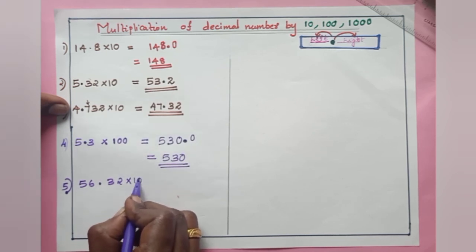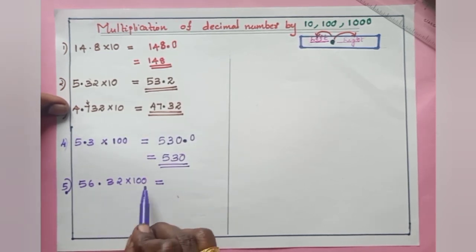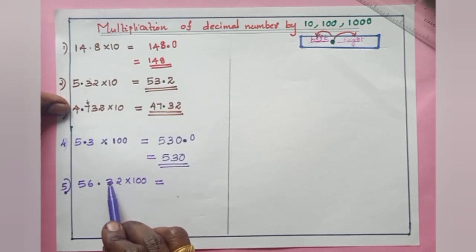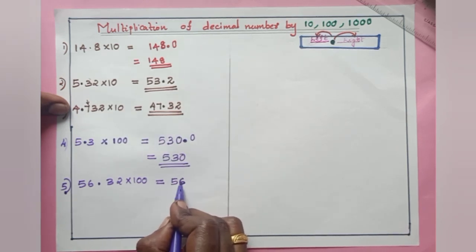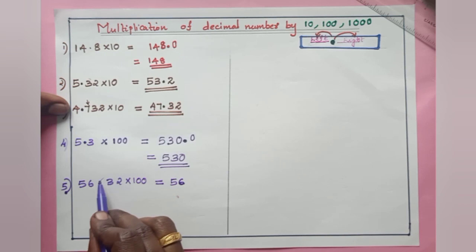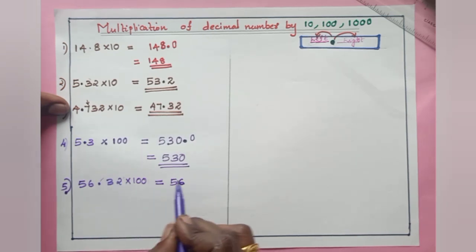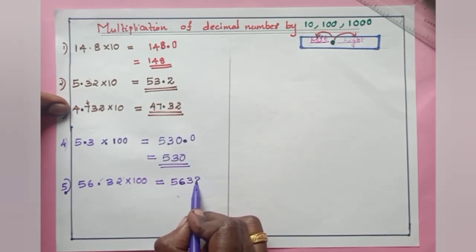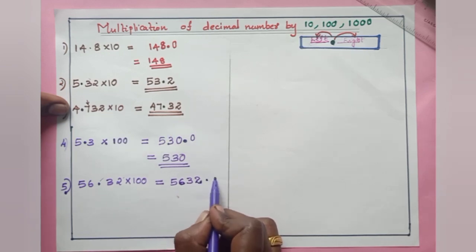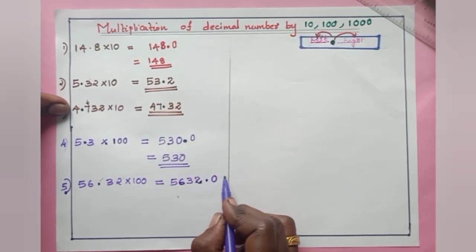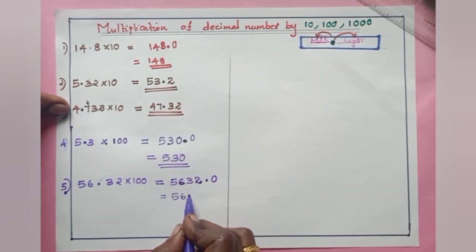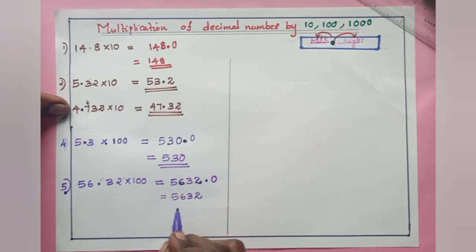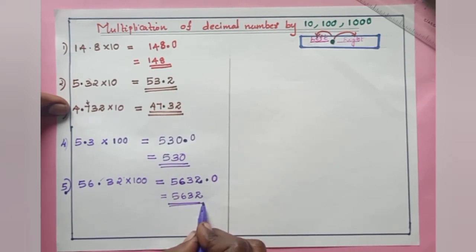Then fifth question, listen. 56.32 into 100. See 100, so the decimal point moves to the right by 2 decimal places. So we get 3 first number, 2 second number, point 0. No number is there, so put point then 0. After the point 0, we can write it as a whole number, no decimal part. So whole number 5632.